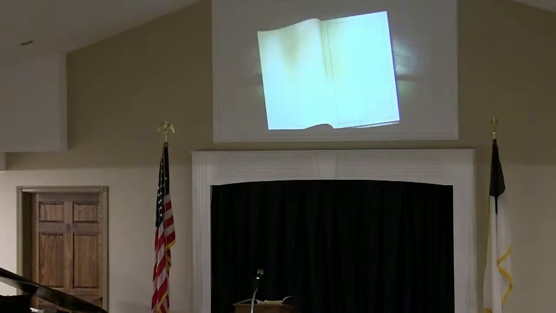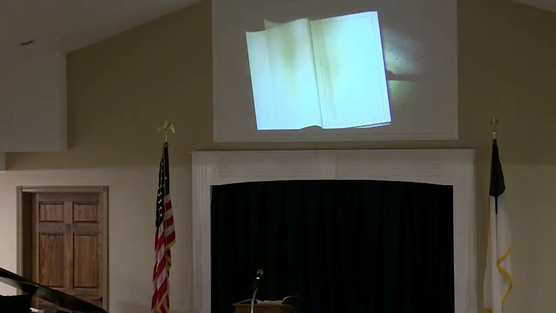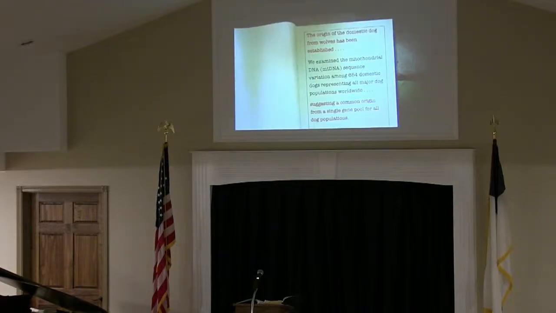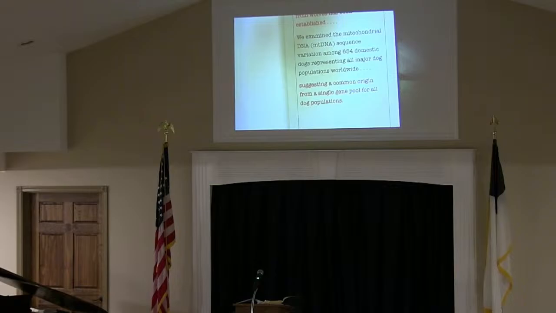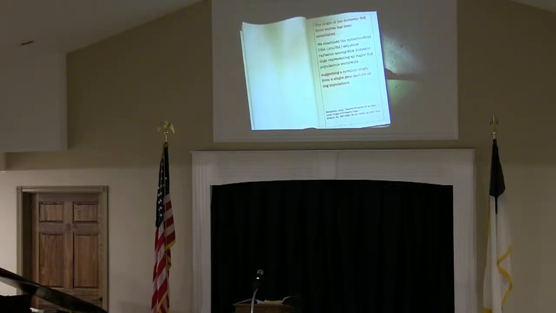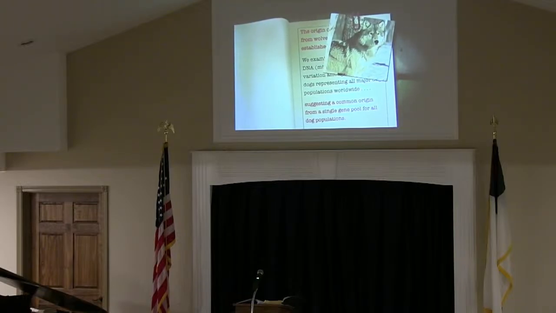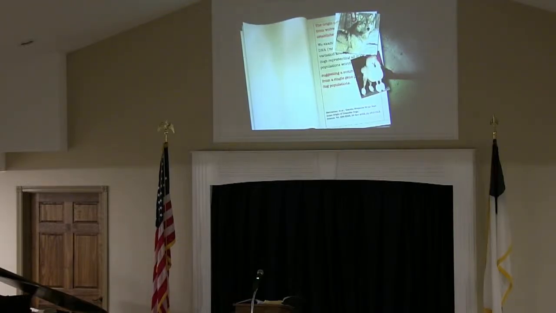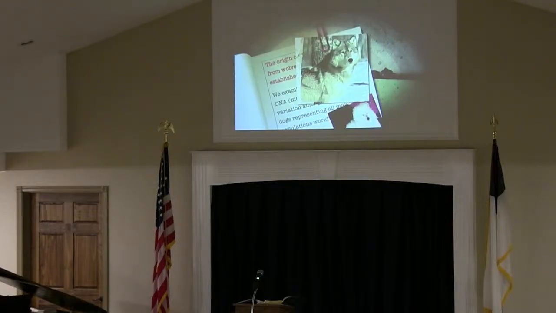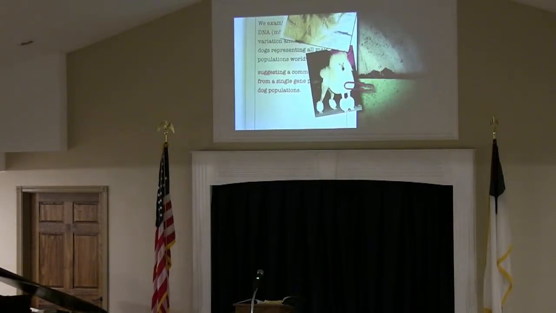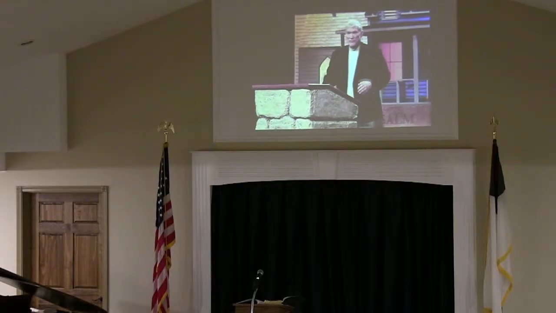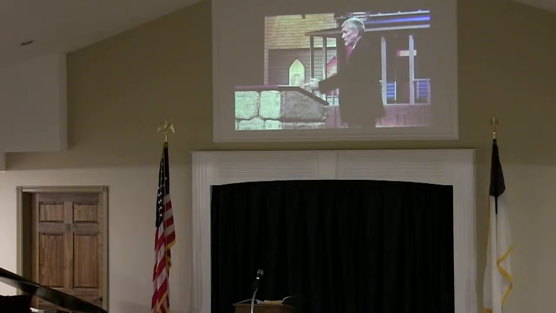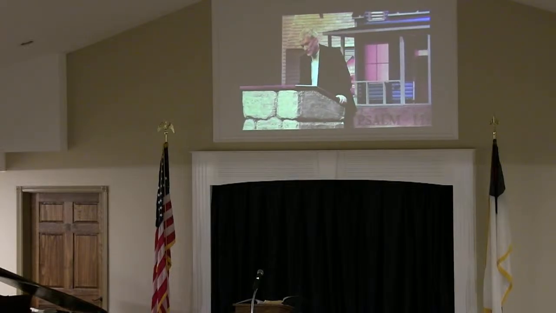Do you know what the secularists say about domestic dogs, for instance? They say the origin of the domestic dogs from wolves has been established, suggesting a common origin from a single gene pool for all dog populations. Even secularists would say that something like a wolf gave rise eventually to something like that. People say, how could that give rise to that? Is that evolution? No, because evolution really should be more of adding new information. What we see here is an incredible loss of information.